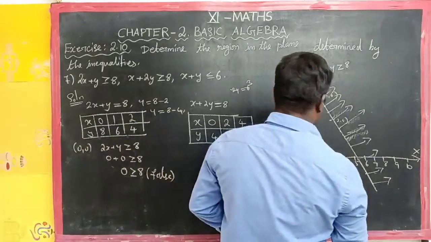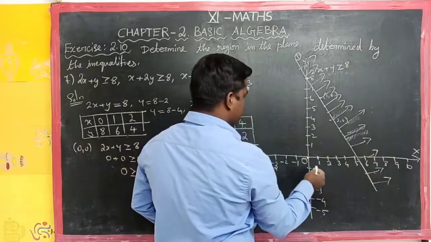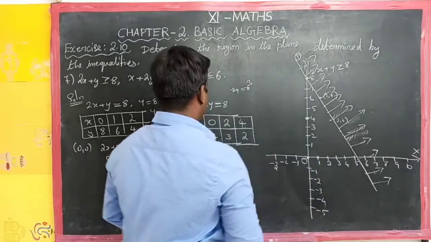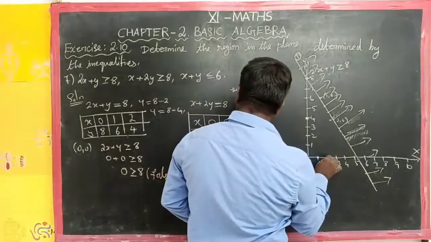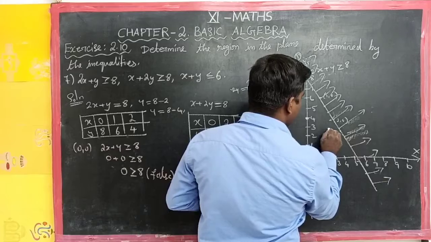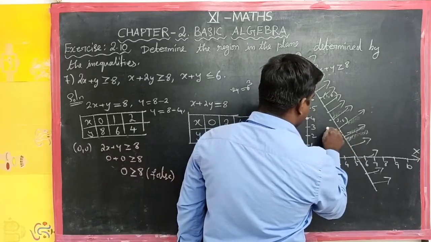(0, 4) means 0 on the x axis and 4 on the y axis. So (0, 4) must be here. And (2, 3): 2 on the x axis and the corresponding y is equal to 3, so it may be here. This is (2, 3), the second point.